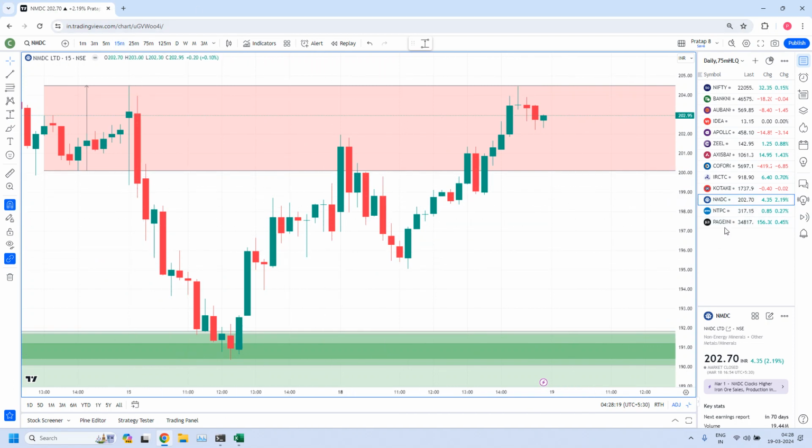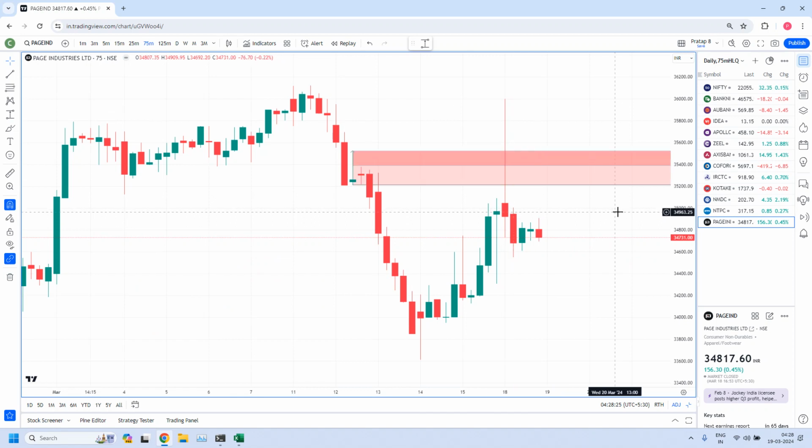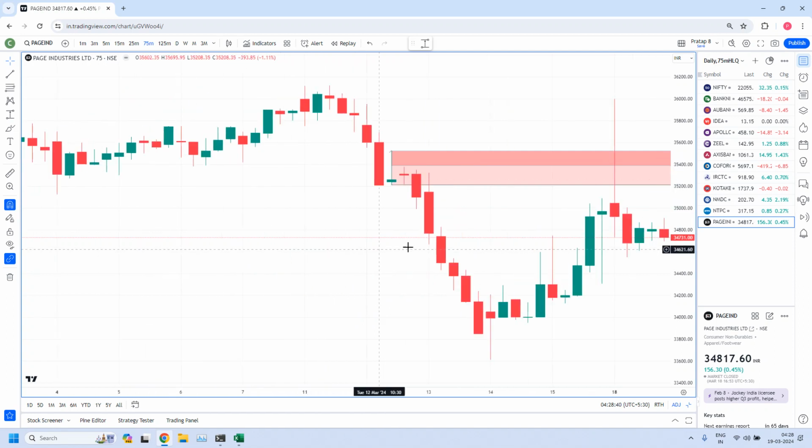So the next one is NTPC, which we discussed, and Page Industries. This is also violated, we know. This zone will be violated. And this is another typical scenario. Why is a zone violated? You should have some better experience to understand. Let me show you.